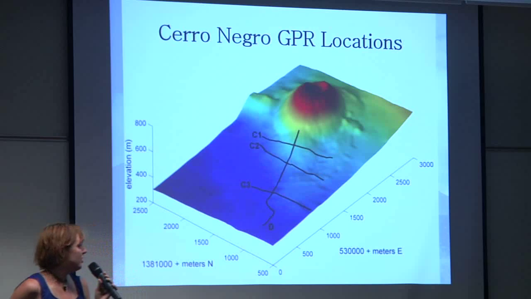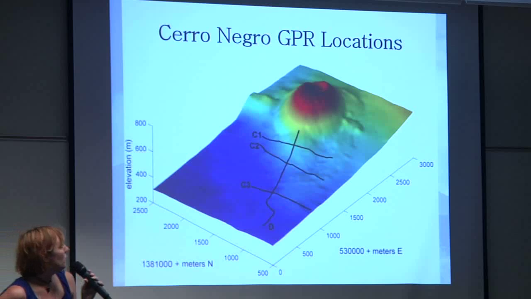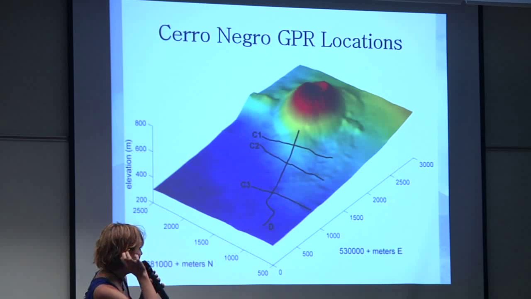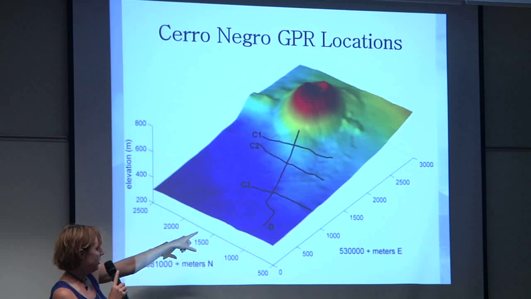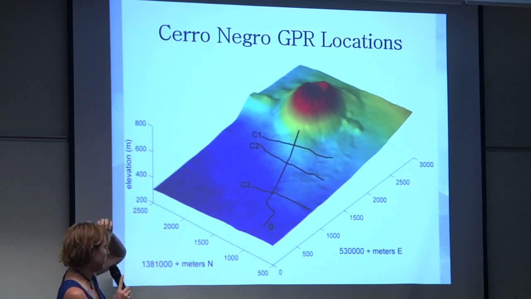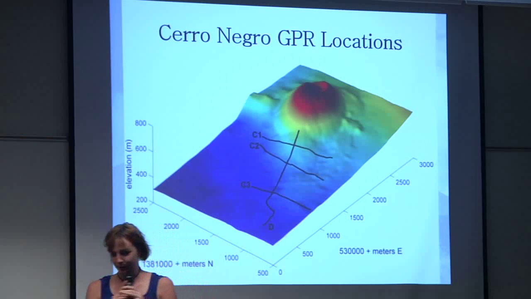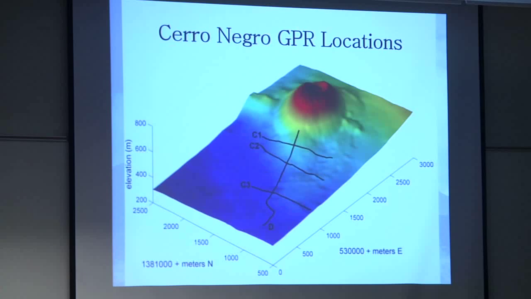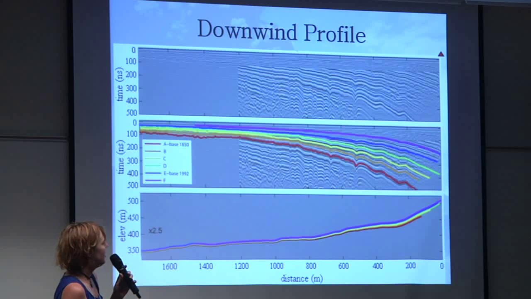In 2007 and again in 2010, we went in with the radar and we collected profiles on the tephra blanket. This profile D follows the downwind direction that you can really see when you're at the volcano. And then we have these 3 crosswind profiles. This is what the data looks like. It's very interesting, actually.